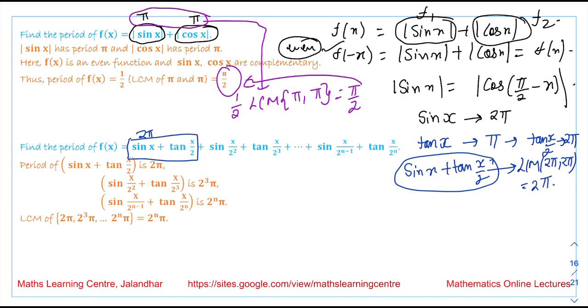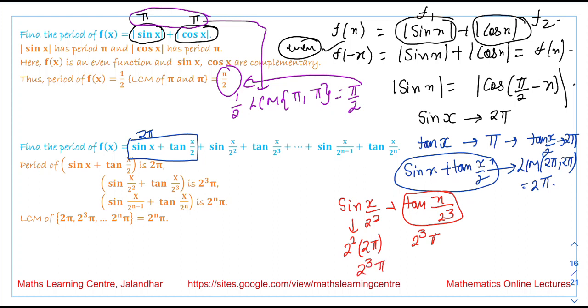The next two terms we have are sin x by 2 square plus tan x by 2 cube. So the period of the first function will be 2 raised to the power 2 into 2 pi, and the period of the second function will be 2 raised to the power 3 into pi. So in both cases the answer is 2 raised to the power 3 pi. So the period of the sum of both these functions is 2 raised to the power 3 pi.